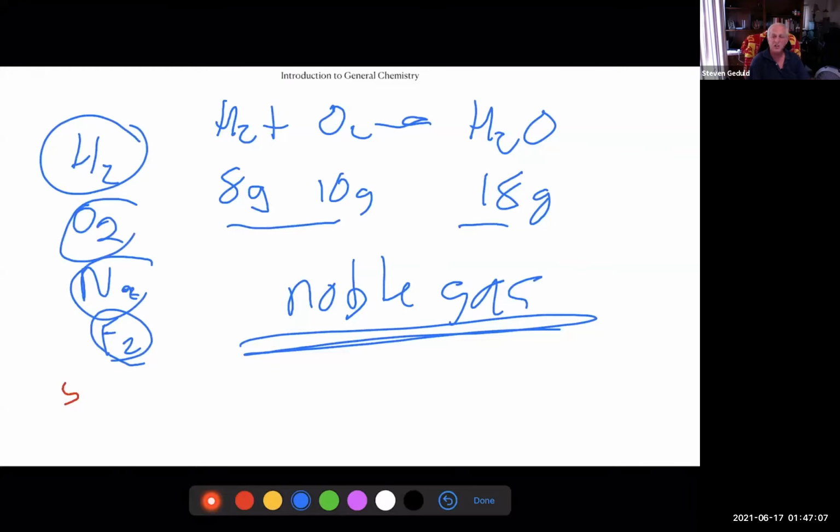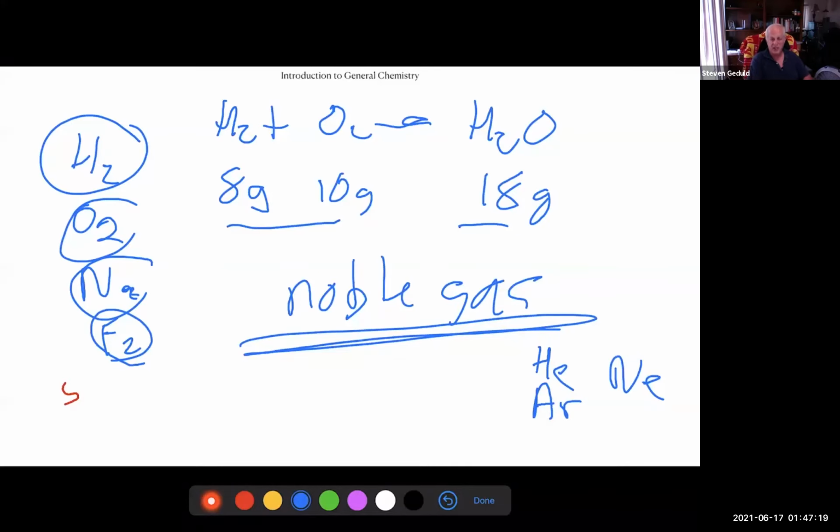The noble gases do not interact even with themselves. So helium is He. Argon is Ar. Neon is Ne. They do not interact with anything. That's what they call the noble gases. They're stable. When we do Lewis structures, we'll learn about why they're stable. All right, so that's the basics for the periodic table.